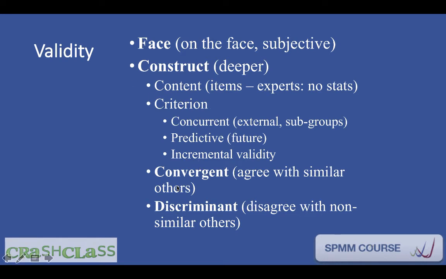Psychologists sometimes talk about convergent and divergent validity. Convergent is 2 scales that are similar to each other should agree with each other. So Hamilton depression and Beck's depression, if you apply to the same group of people, their scores must converge. Whoever scores high on BDI should also score high on Hamilton depression. So that's called convergent validity.